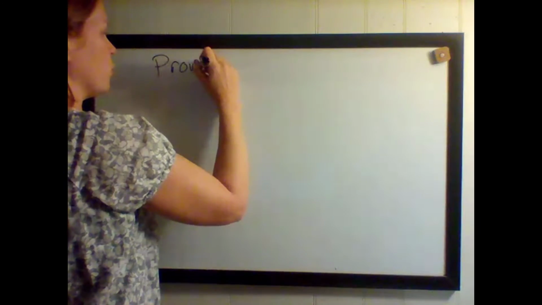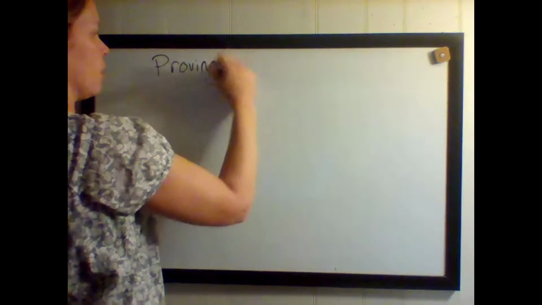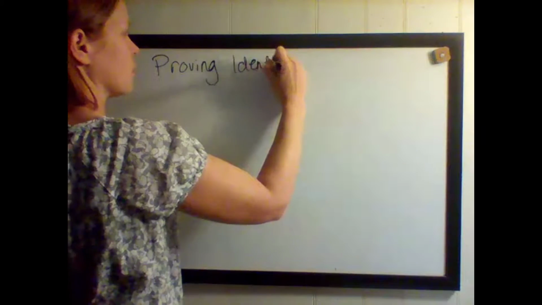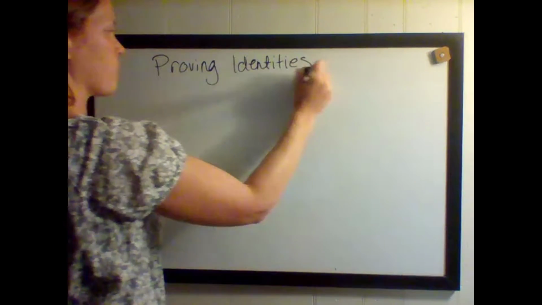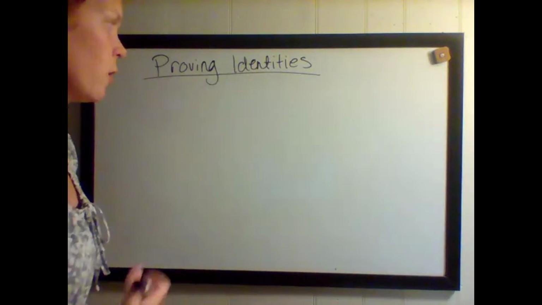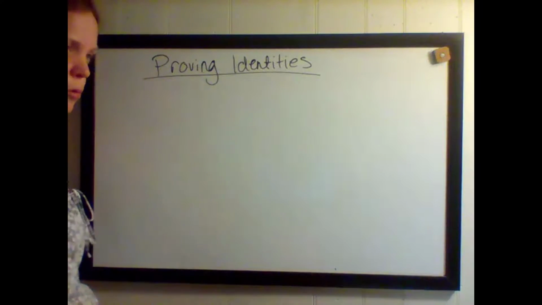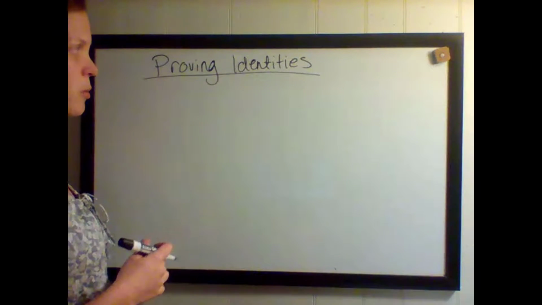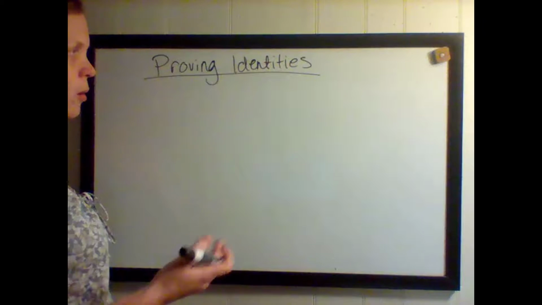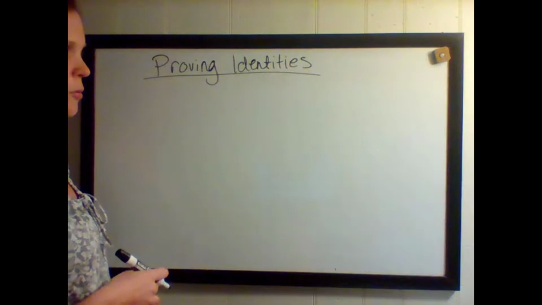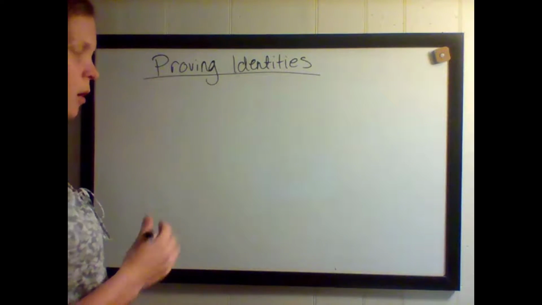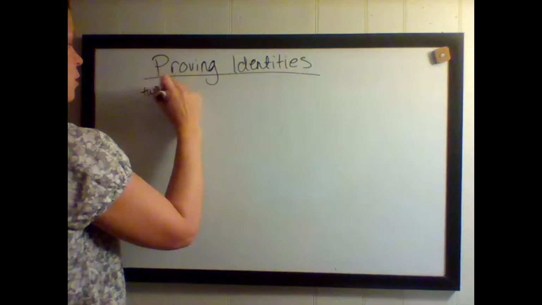So when we're trying to prove identities, it's working with the identities that we know to come up with new ones, basically, to prove that the statement we're saying about different trig identities is true. So there's two strategies.